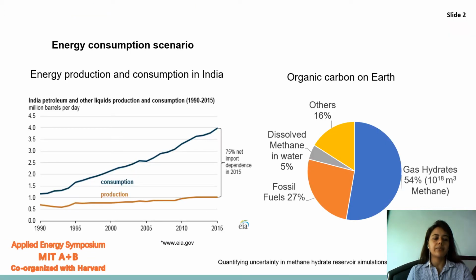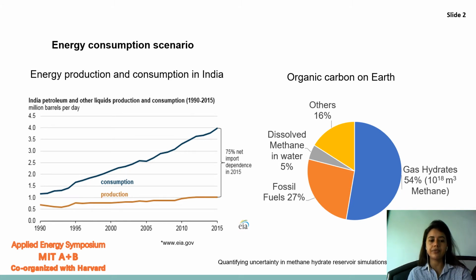The energy requirements of a growing country like India are mainly dependent on imports. In 2015, the imports were 75%, and now they have increased to more than 80%. By tapping into methane gas hydrates, we can meet this energy requirement. Gas hydrates hold 54% of the organic carbon on Earth, which contains around 10^18 cubic meters of methane gas. But how do we get methane from these gas hydrates?